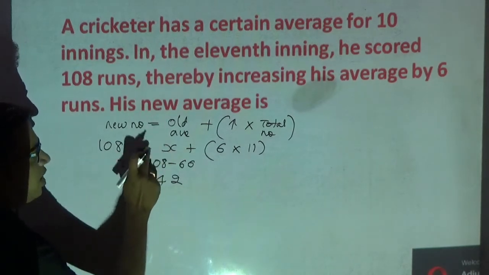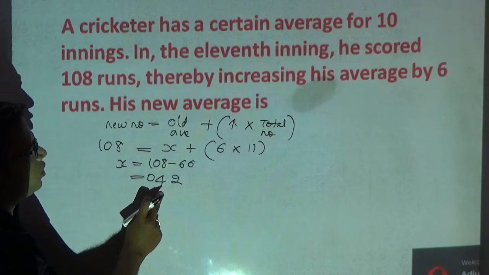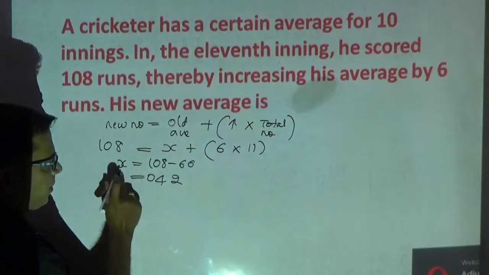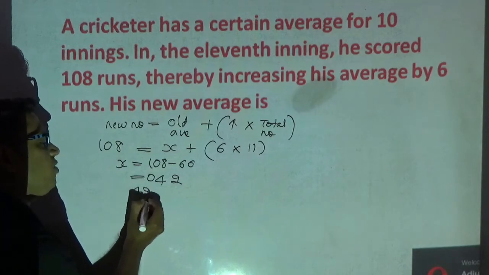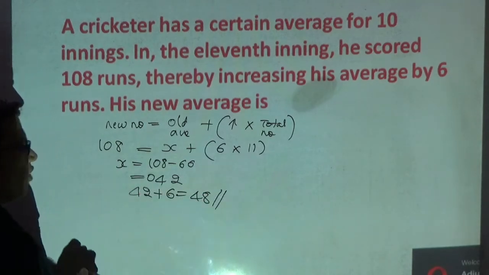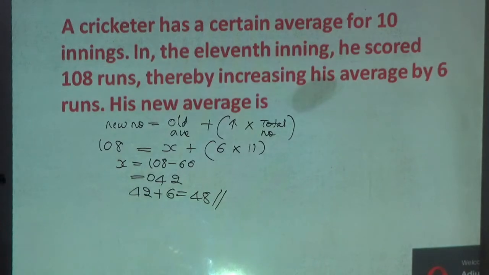X is nothing but the old average, but I want the new average. See, they have given the new average is 6 runs more compared to your old average, that is 42 plus 6, that is nothing but 48. The new average is 48. That's it. Very simple problem.